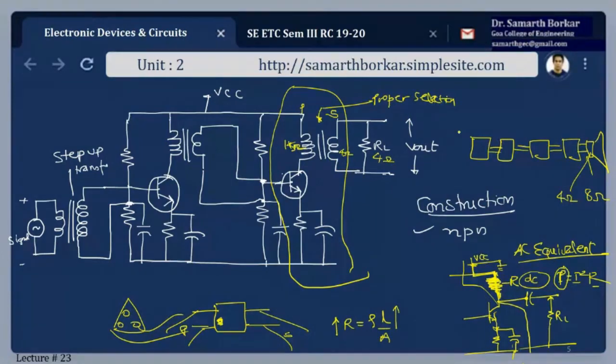And why is this proper selection required? For the only reason that the maximum power transfer condition has to be achieved, so that the entire power that is developed in the collector load is passed on to the speaker. So you see the collector load is replaced by a primary winding of the coupling transformer. Why is it called a coupling transformer? Because this transformer acts as a coupling element here.